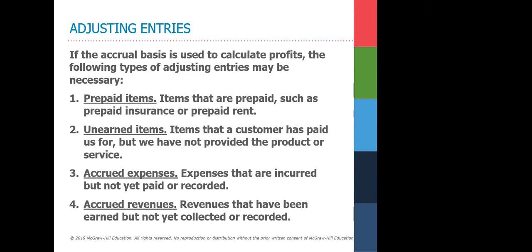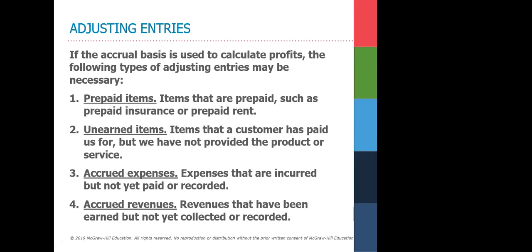An example liability will be unearned becomes earned. So unearned items are liability. You provided the work, so you earned it. So it moves to revenue. Item that a customer has paid for, but we have not provided the product, that's unearned. You have to look at those. Did the unearned become earned and move it as an adjusting entry?